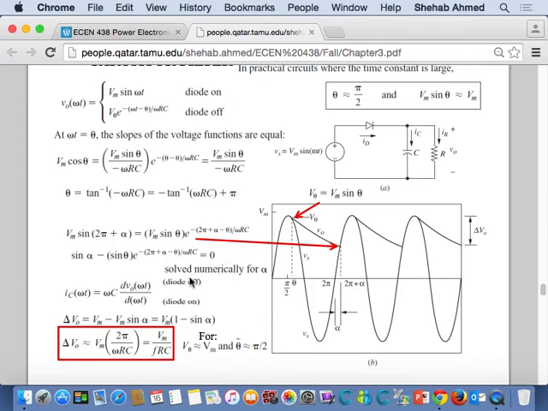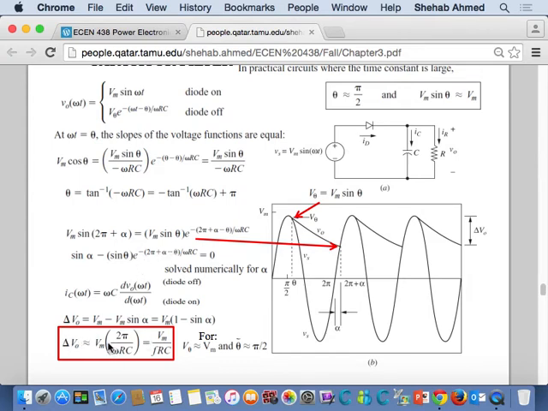The book goes through the same derivation. It goes through a derivation where it simplifies the fact that theta is equal to pi over 2 and comes up with an equation for delta V that you can directly use, right? Assuming what? Assuming you have chosen R and C, the RC time constant, to be quite a bit larger than your fundamental period, right?